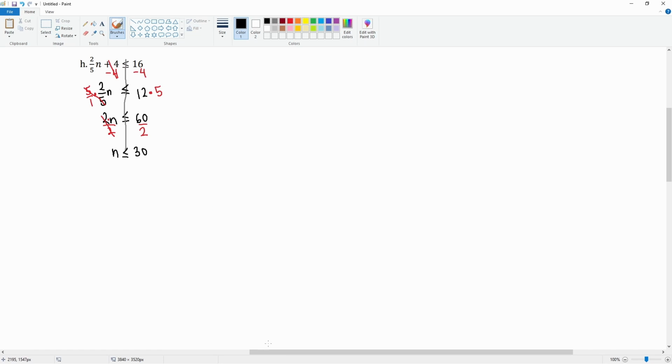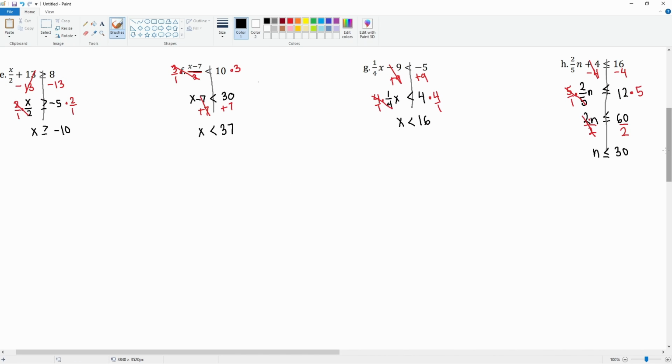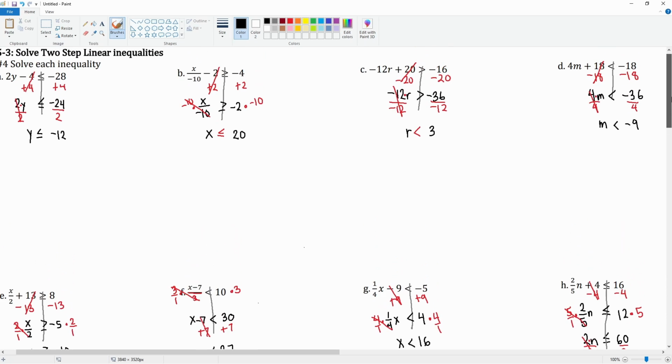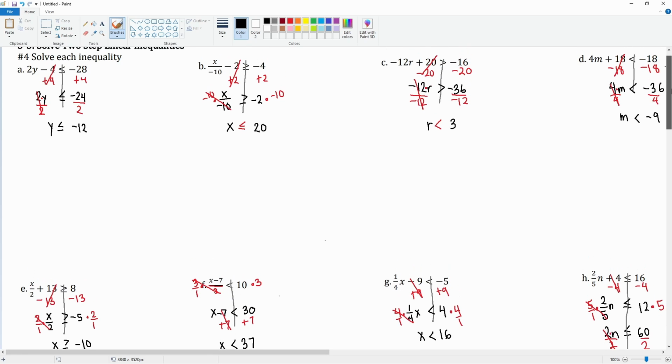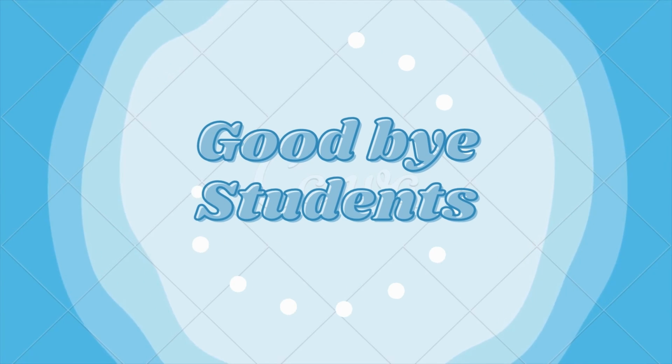All right, so there you go. That is how you do part 2. And that is the total of the 2 problems for number 4. Okay, there you go.